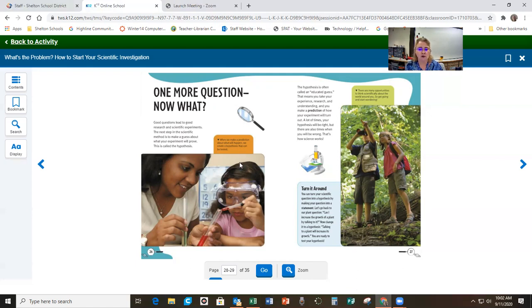Over here, in the orange bar, they say when we make a prediction about what will happen, we create a hypothesis that can be tested. And in the green, it says there are many opportunities to think scientifically about the world around you. So get going and start wondering. Okay, and those are the 4 pages that have to be read for lesson 1.1 in our science.